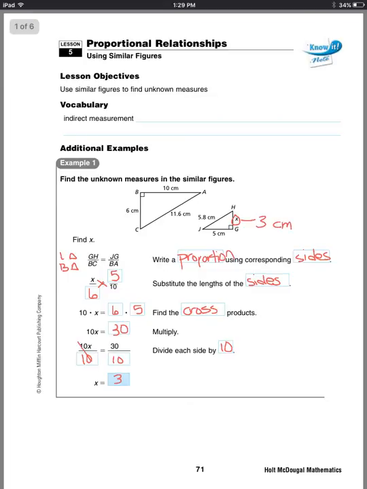So if you don't use one of your corresponding sides of the unknown, you're not going to be able to find the answer. And the whole point of this is to find the unknown side. So that's not going to help you out.